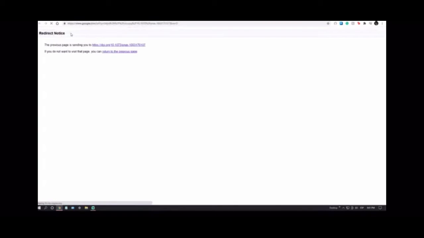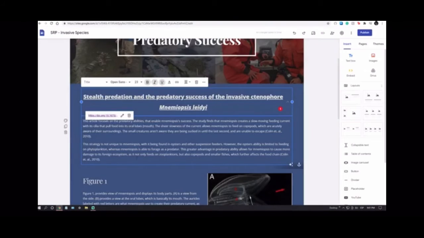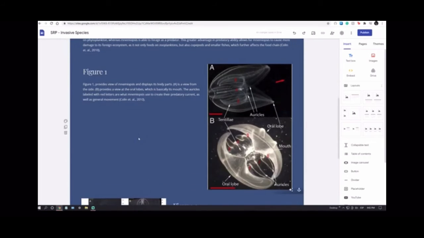So to repeat again, copepods are very small and aware of their surroundings. However, Mnemiopsis creates a small current that allows them to be sucked up without them even knowing. Now this is not unique to Mnemiopsis, and other creatures have the ability, such as oysters. However, the oyster's ability is limited to feeding on phytoplankton, whereas Mnemiopsis is more mobile and able to forage like a predator. This goes to show the potential ability for Mnemiopsis to go unimpeded by taking copepods and zooplanktons that are incredibly important to the food chain.